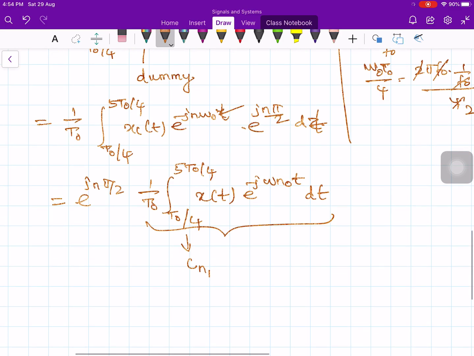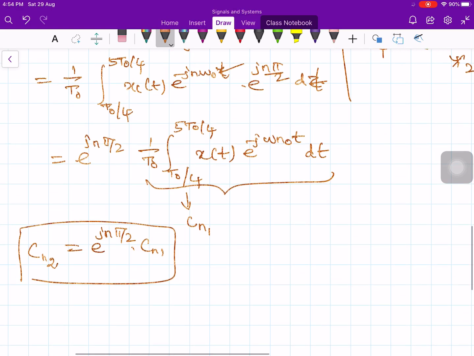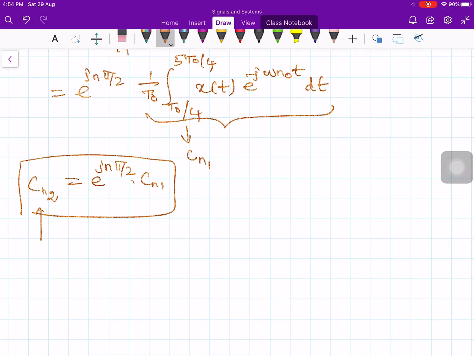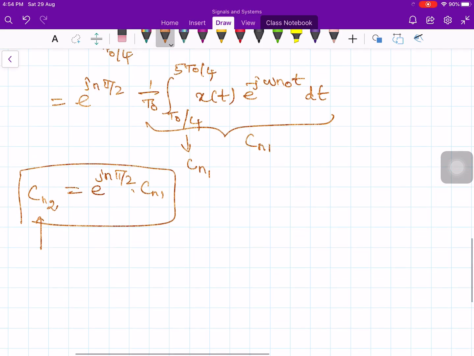So e to the jn pi by 2 times cn1, the left hand side cn2. What is cn2? The exponential Fourier series coefficient of the time shifted version of x1 of t. Okay, and this is exactly equal to cn1. Why? You are integrating over one period, t naught by 4 to 5 t naught by 4.